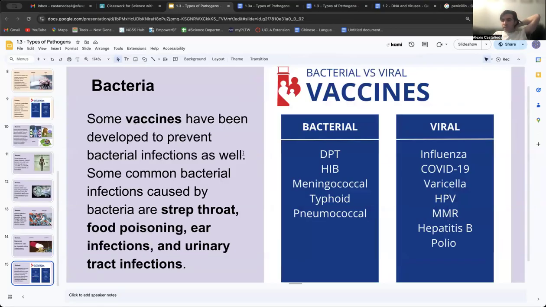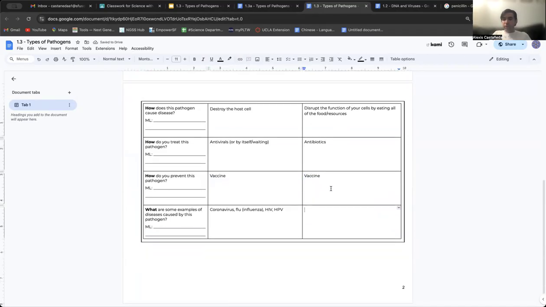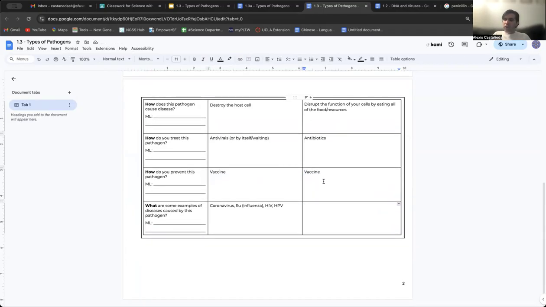So some bacterial infections, we also have vaccines for them as well. So you can also prevent these with vaccines. Obviously, you can eat healthy and whatnot, but vaccines are very helpful to prevent bacterial disease. And usually, when you came to the US, you took certain vaccines probably. In your home country, you probably had different vaccines because there are different diseases that are common in different areas.